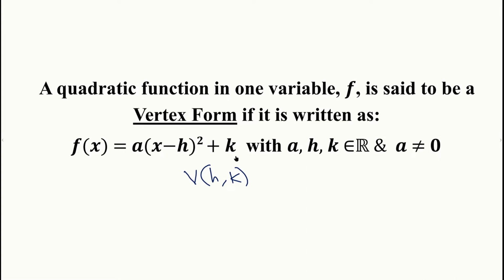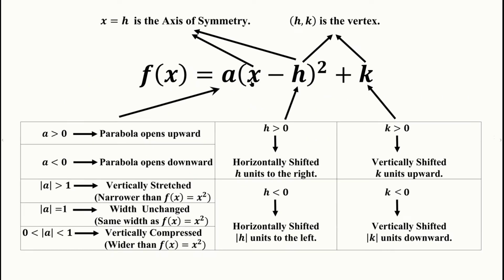Okay, so this is a form we're going to get very, very comfortable with today. All right, so this form, the vertex form, has a wealth of information in it, but primarily the fact that x equals h is the axis of symmetry, (h, k) is the vertex, as we've already mentioned.